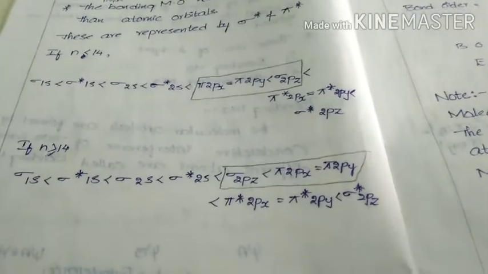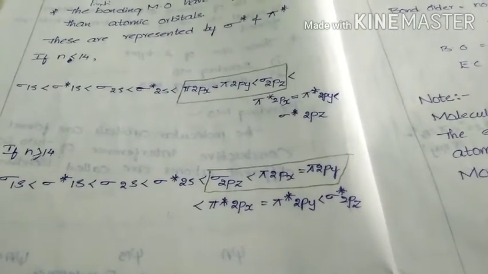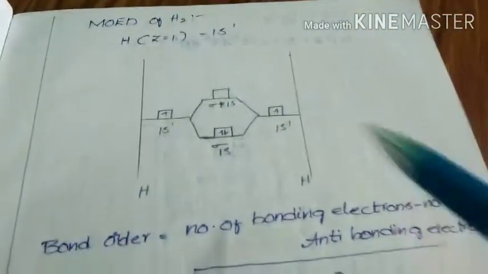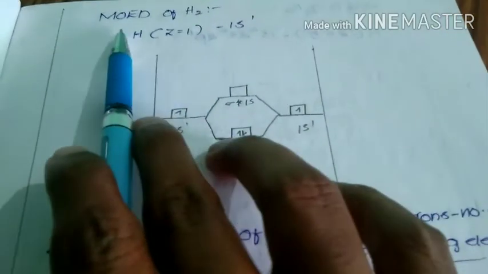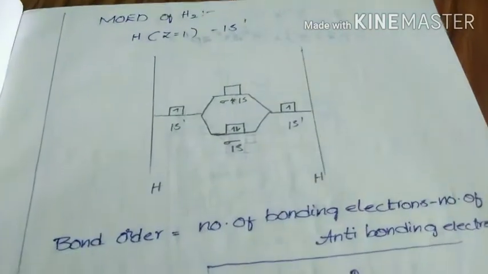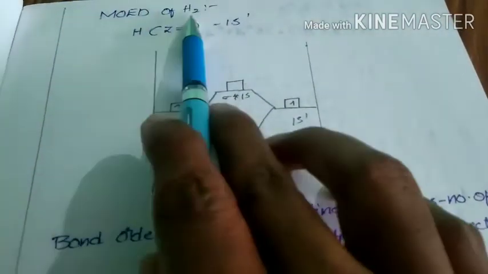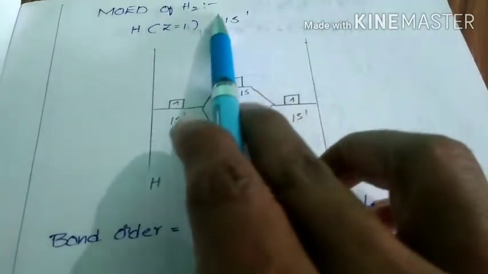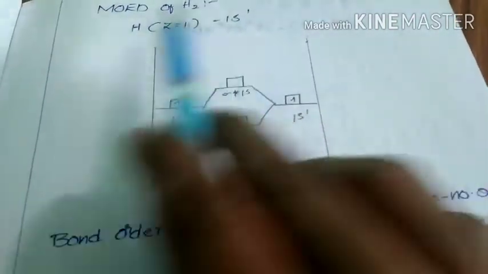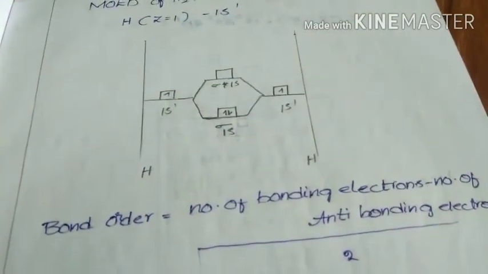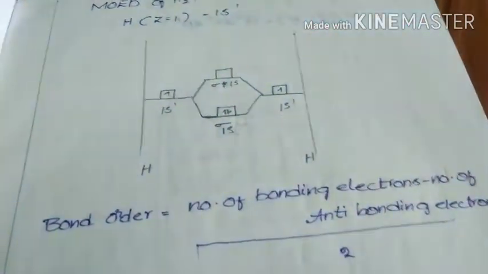Now we will discuss examples. If I discuss examples, then you will get a clear idea of molecular orbital theory. See, the MOED of H2, the molecular orbital energy diagram of H2. Here two hydrogen atoms are present, each with atomic number 1, each having electronic configuration 1s1. These are atomic orbitals, because they are present in an atom. How are molecular orbitals formed? When atomic orbitals undergo either constructive or destructive interference, molecular orbitals are formed.